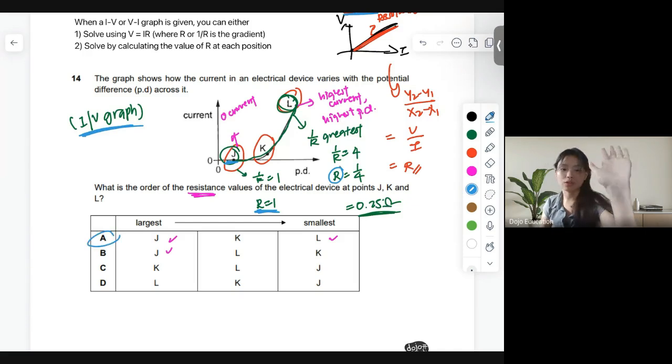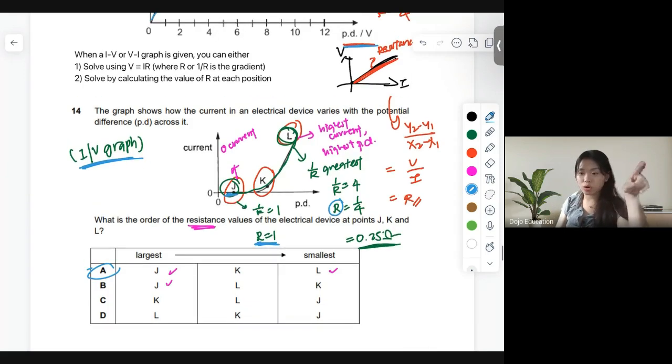Okay, any question? So when you draw, or when you answer a question, really have to pay attention to what kind of graph is being provided to you. Is it a VI graph or is it an IV graph? Because these two different graphs will give you very different answers. But most of the time, if they ask us to draw, we need to draw an IV graph. This is the standard way of drawing it.